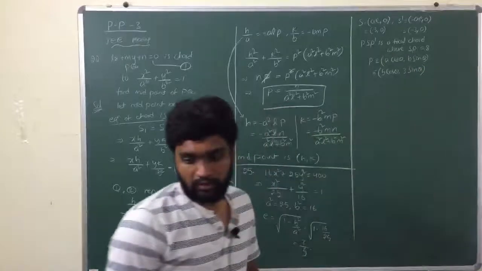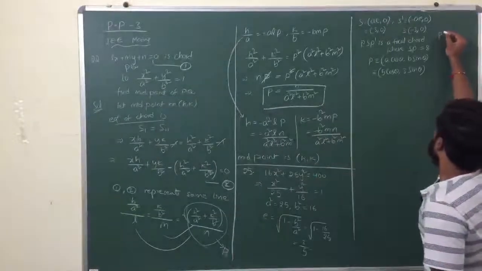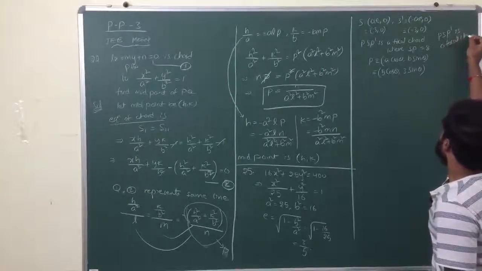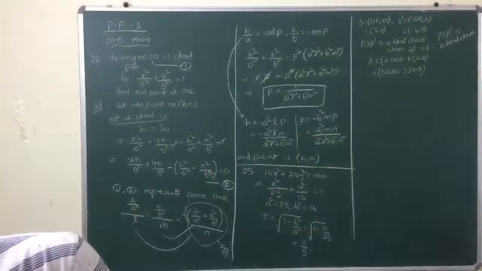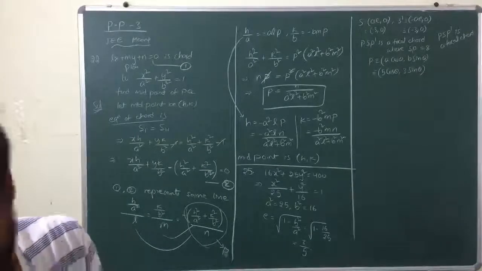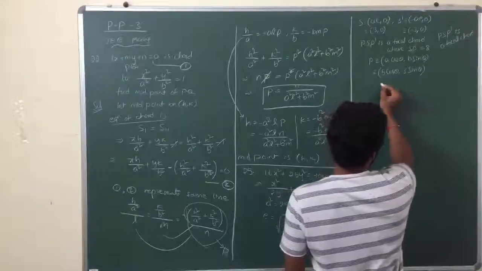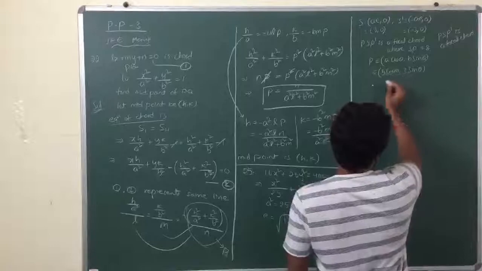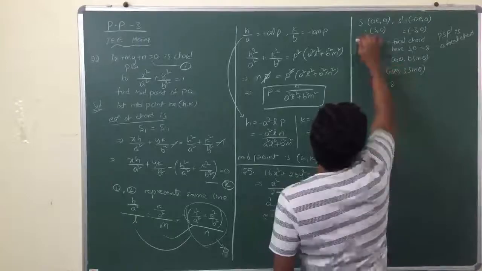So ps p dash is a focal chord. So second option is S dash P. And in the final option we have SP dash also. So ultimately we need to find SP dash as well. So how to find SP dash? So P, which is 5 cos theta comma, first SP. SP is equal to 8.